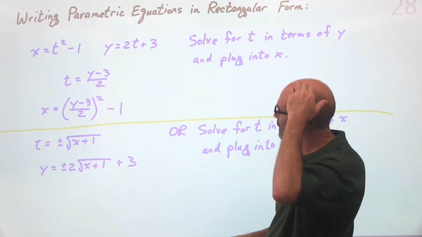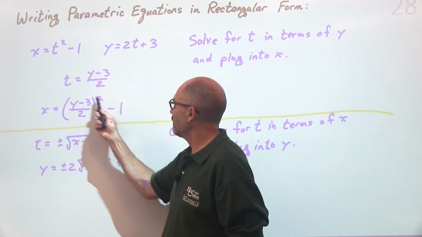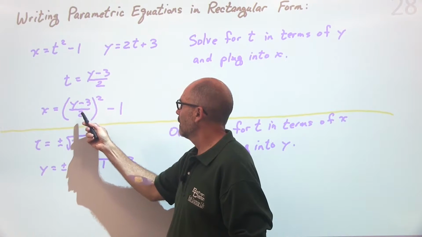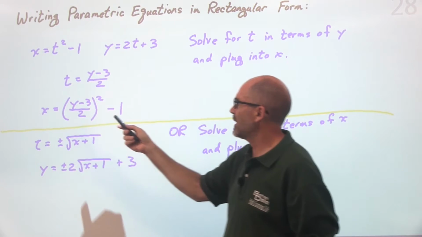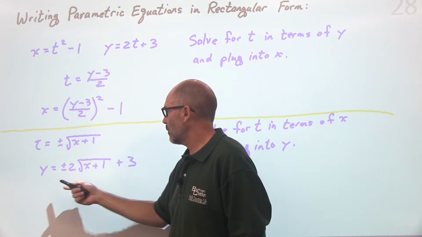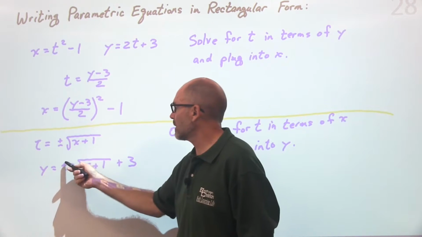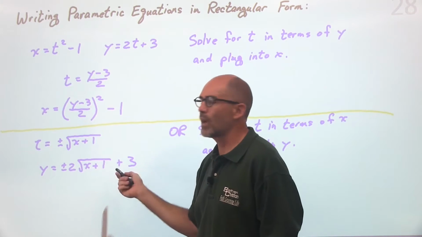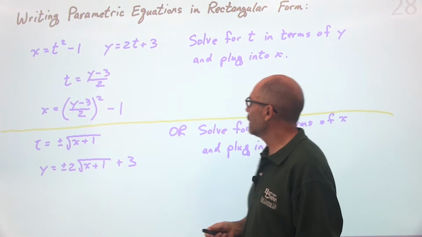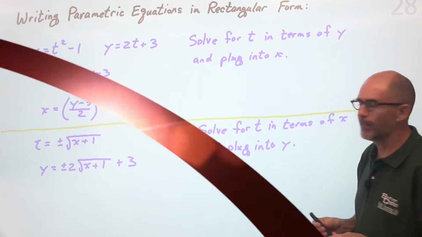Now our choice was either have x alone and then have no plus or minus, so this is going to be a parabola facing to the right, or we have y alone, which we're more comfortable with, but then that gives us a plus or minus. This is basically two equations in one. So it is pretty simple algebra though.